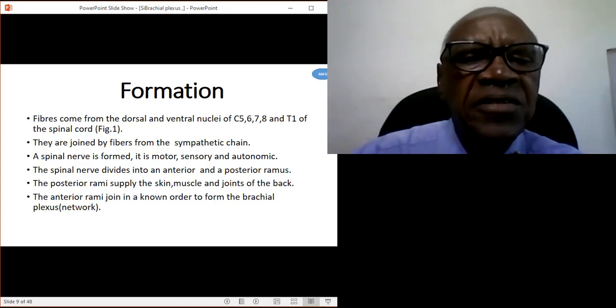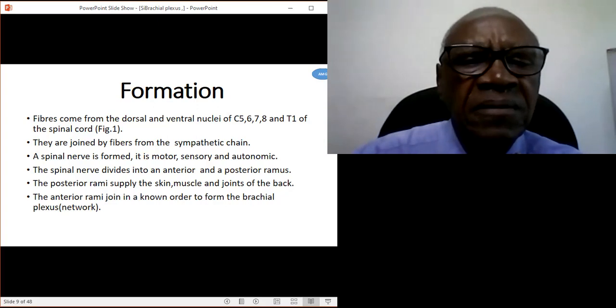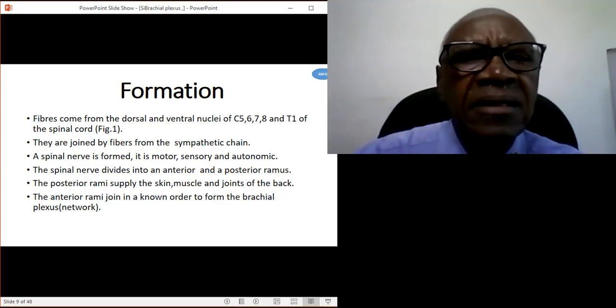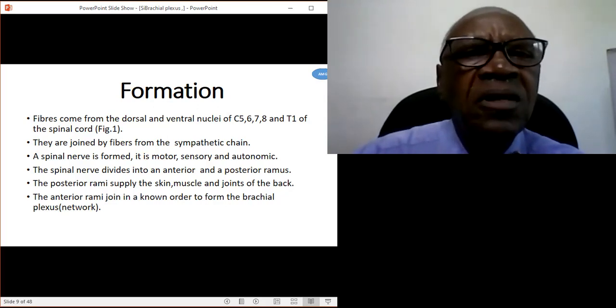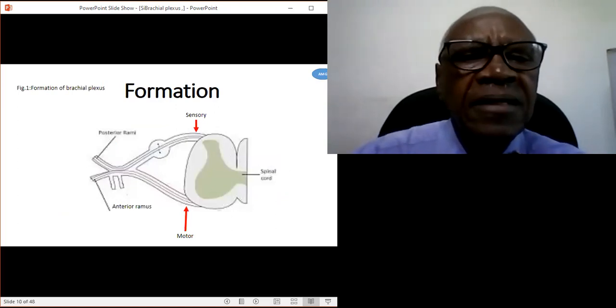Spinal nerve divides into an anterior and posterior ramus. The posterior rami supply the skin, muscle, and the joints of the back. The anterior rami join in a known order to form the brachial plexus. Slide 1 shows the formation of the brachial plexus.